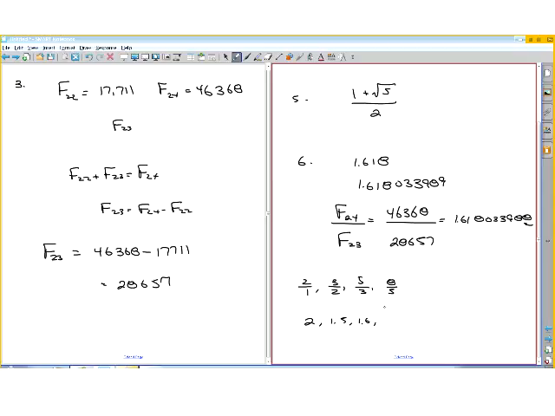8 divided by 5 is 1.6, actually 1.66666. Next, add these two together to get 13. 13 divided by 8 is 1.625.